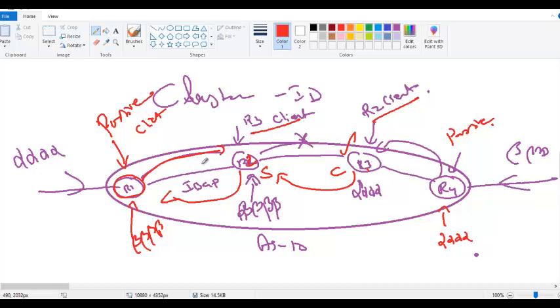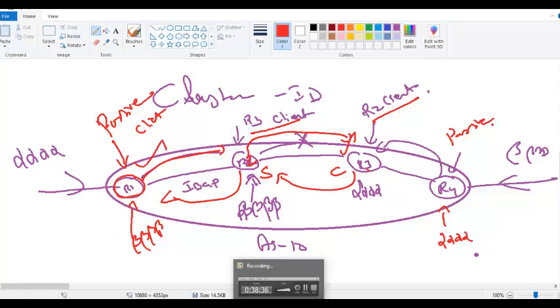Wait, let me put it in an easy way. R2 gave whatever R1 gives to R3. So now R2 has a responsibility to give whatever R3 gives to R1. That's it. What is a passive client? Even though you have not configured R1 as a client, R1 will still learn the route.